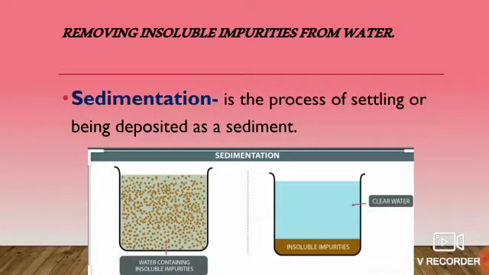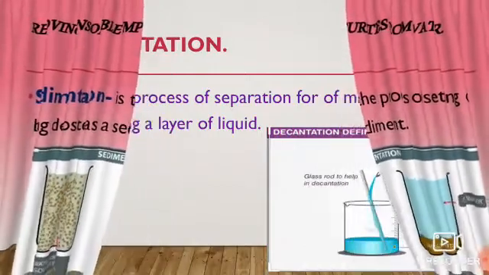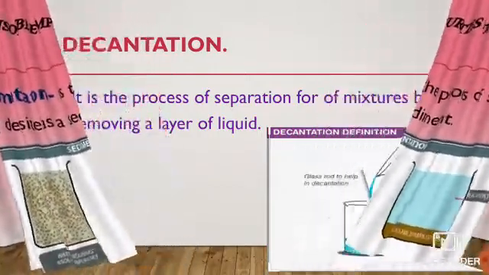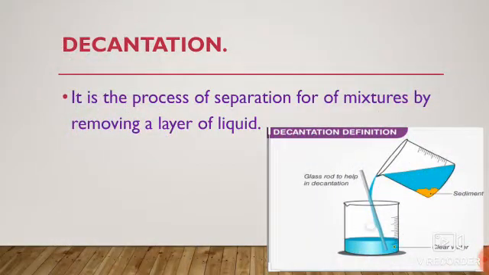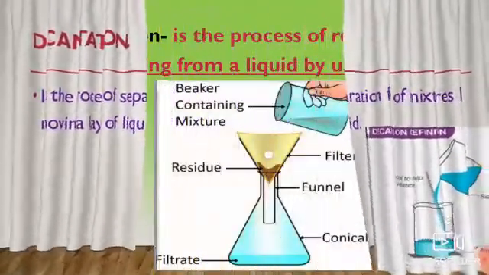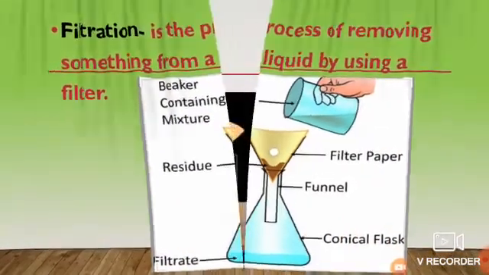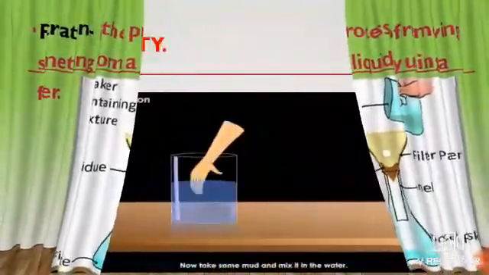Sedimentation. It is the process of settling or being deposited as a sediment. Decantation is the process for the separation of mixture by removing a layer of liquid. Filtration is the process of removing something from liquid by using a filter. Now, let's see these processes. First is sedimentation.